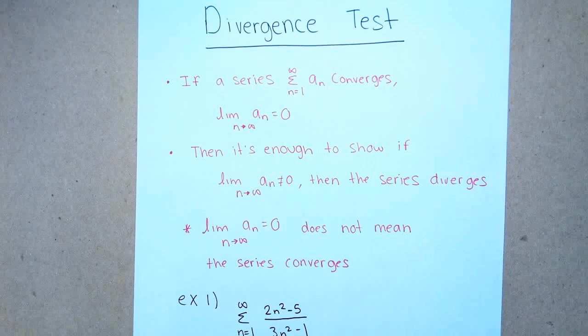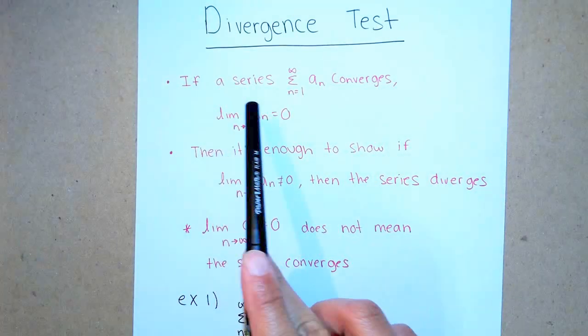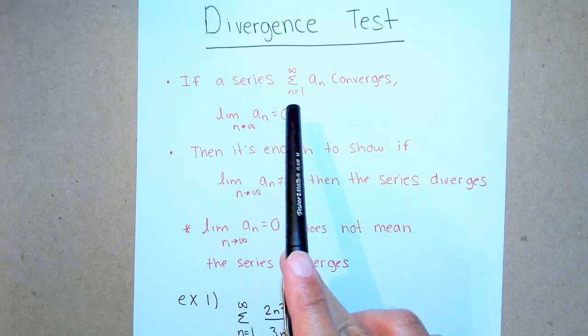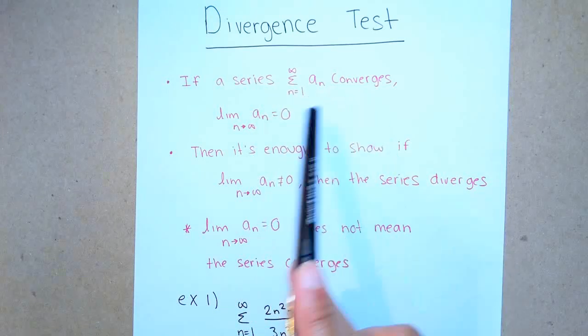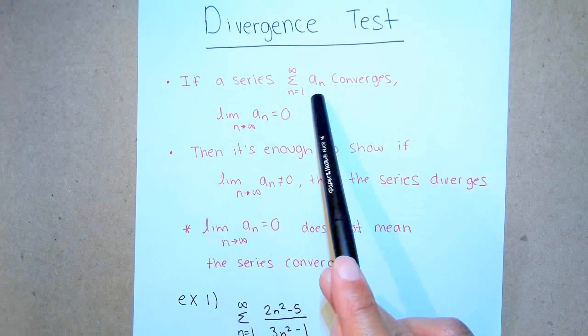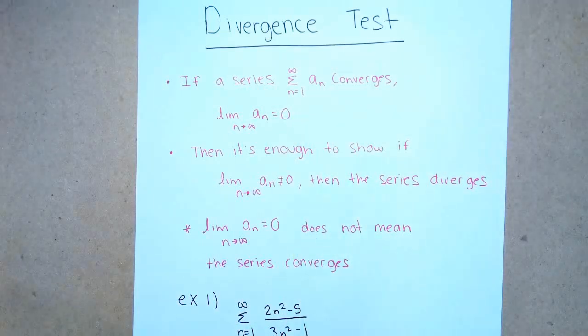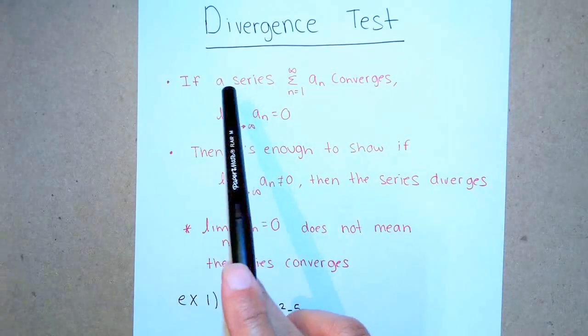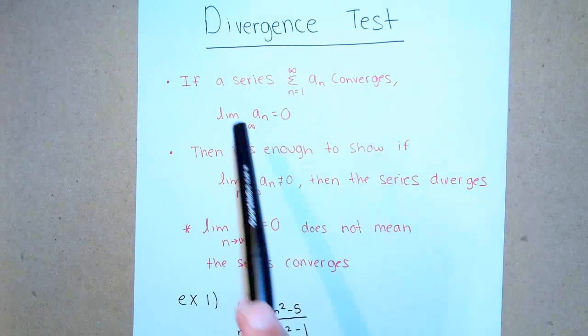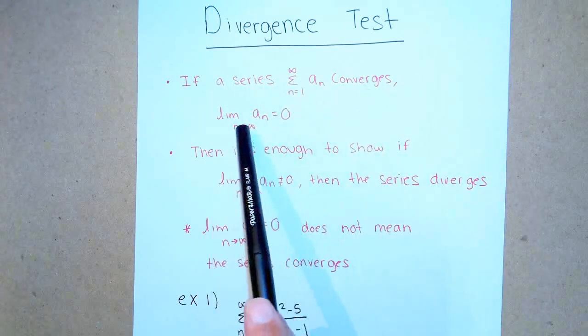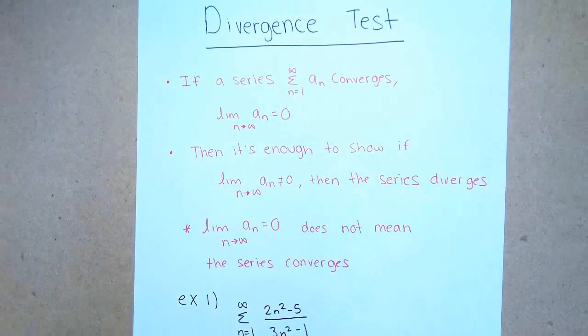Now, there's theorems. In a divergence test, the first statement is this: if a series from n equals 1 to infinity of a_n converges, then that means if you would have just found the limit of the inside, it would have equaled 0. Now, please remember that this does not say that if this equals 0, then this is going to converge. It's saying that if this happens, then I could have found the limit of the inside, and it just would have given me 0.